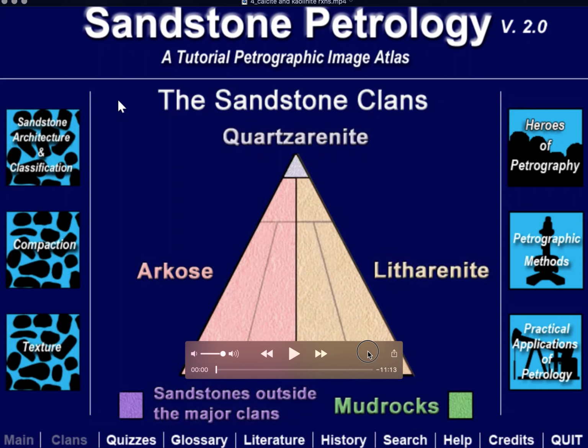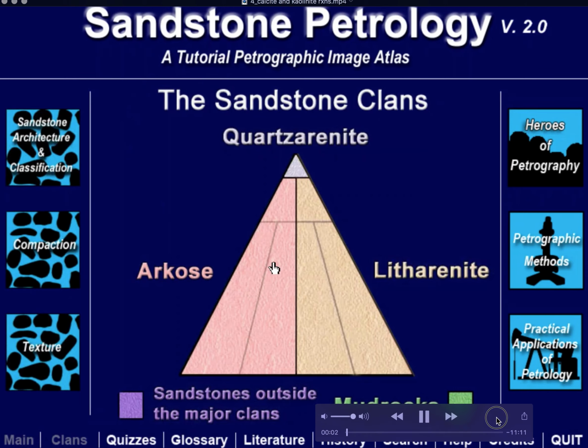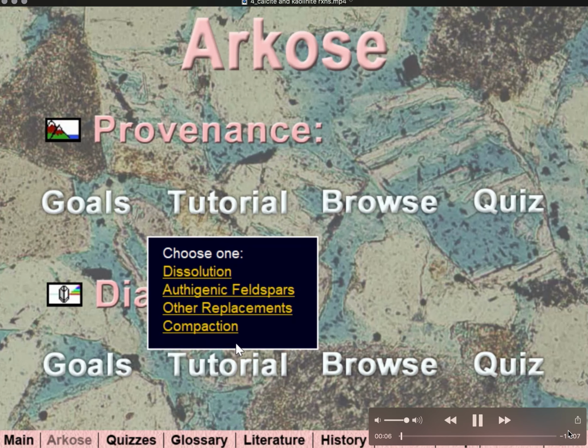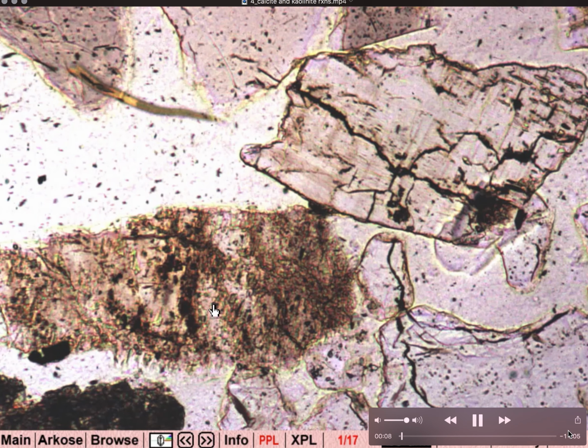Okay, hello again. We're going to be looking at our final part of the tutorial. Again, we'll be looking at arkosic rocks, but we'll be talking about reactions that involve feldspars, carbonate minerals, and kaolinite. So this will, for the first time, bring us much closer to our carbon sequestration theme.